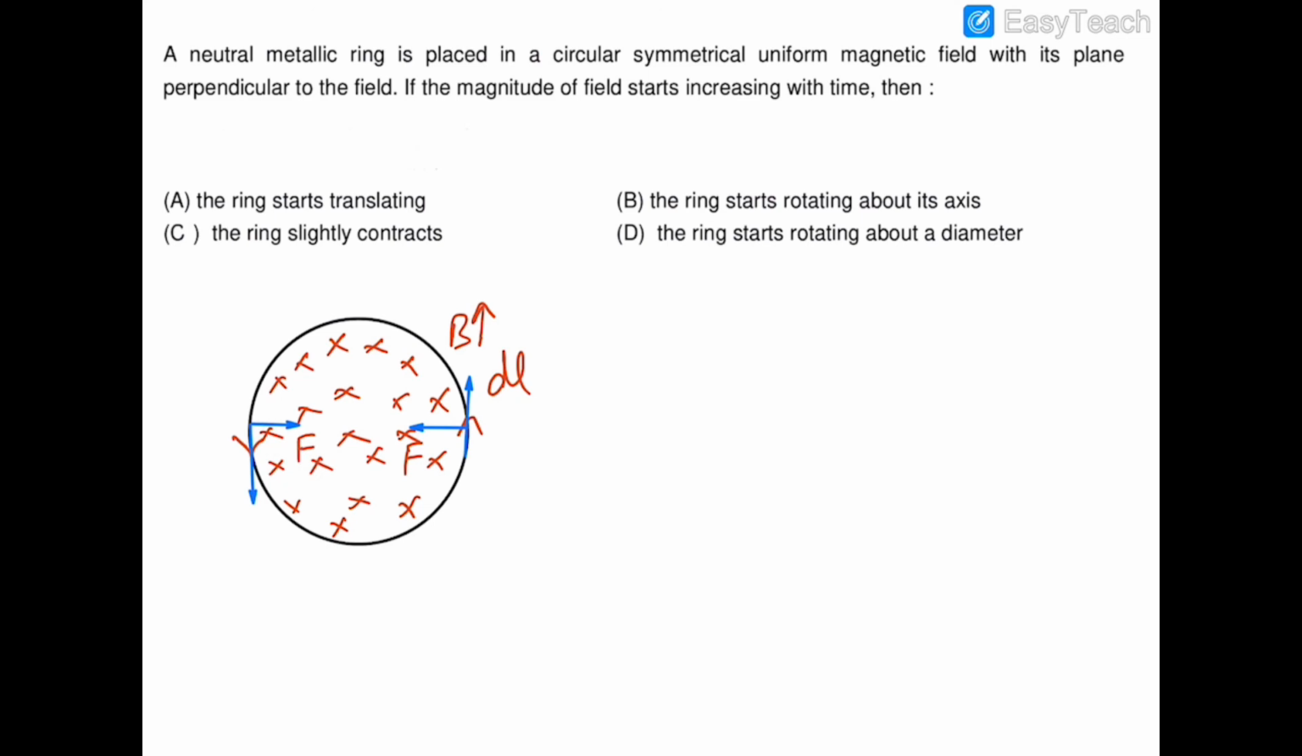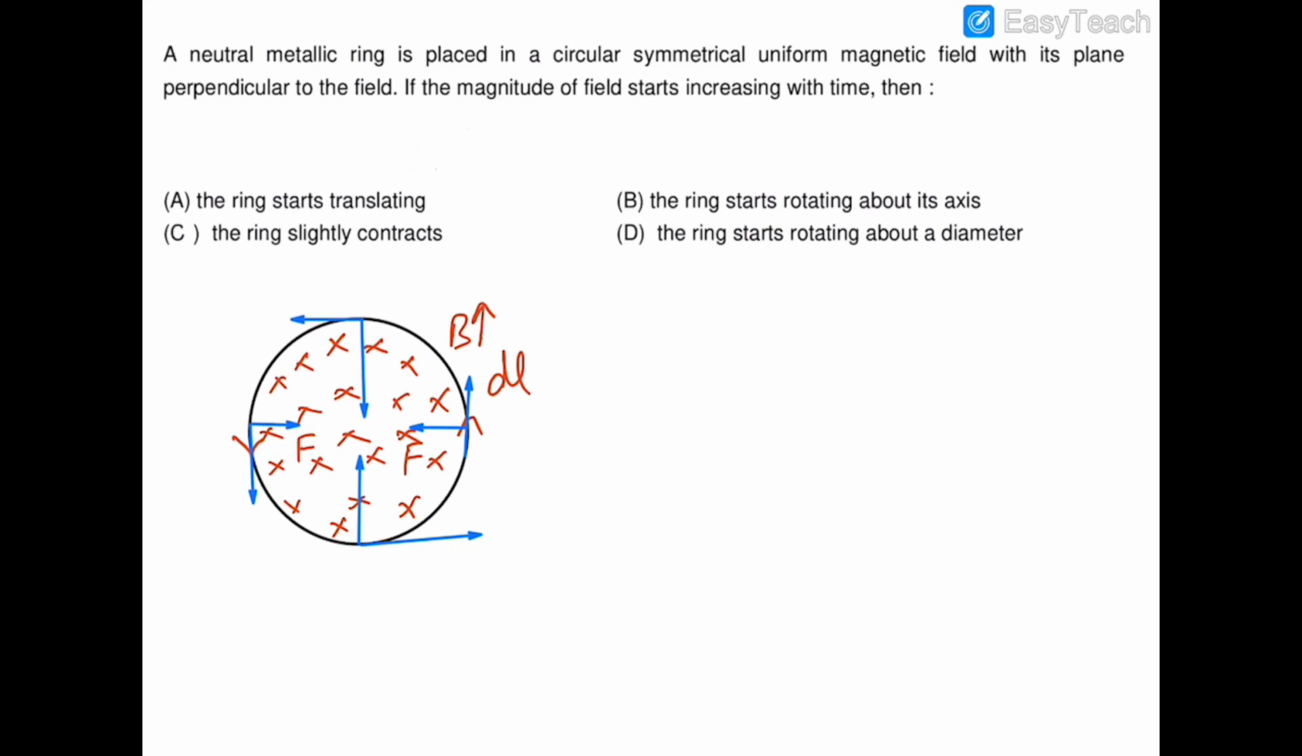So for that element, the force would be in this direction, and for this element the force would be in this direction. So you can see that the net force on this ring will be 0, and neither is this force creating any torque. So this ring will not translate, and neither will this ring rotate, but it will contract slightly because this force is contracting the ring.